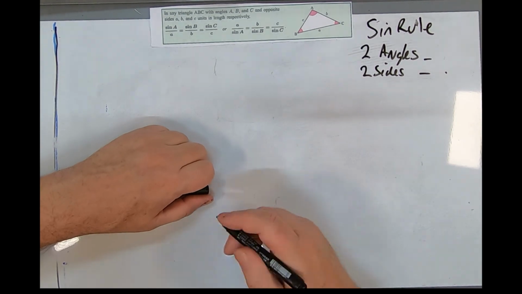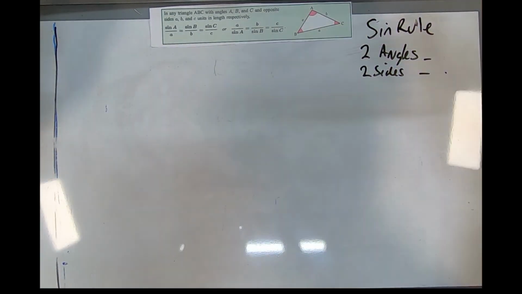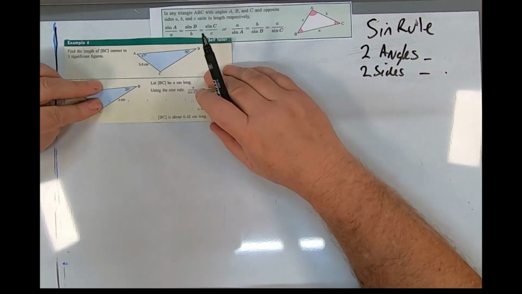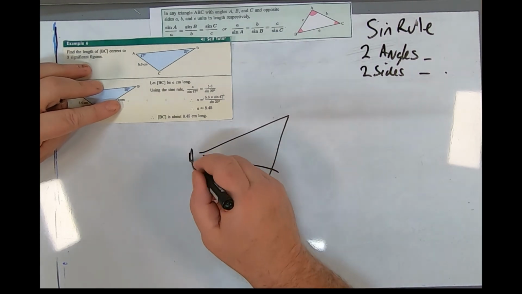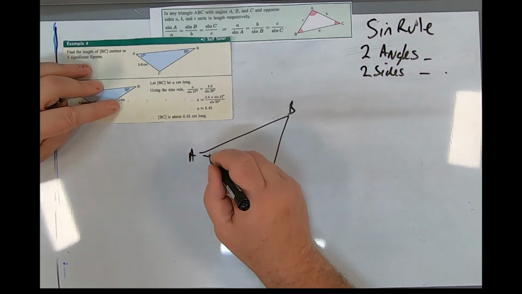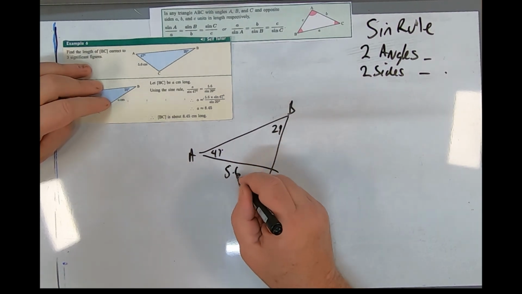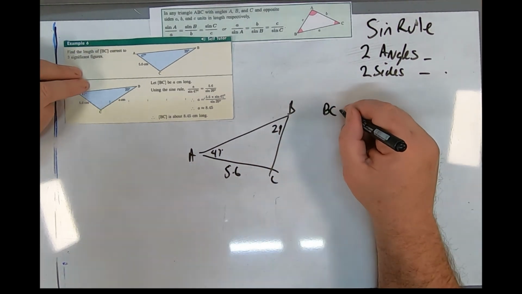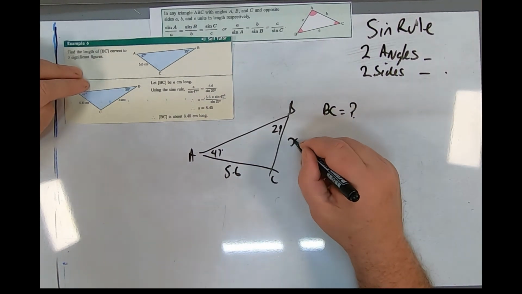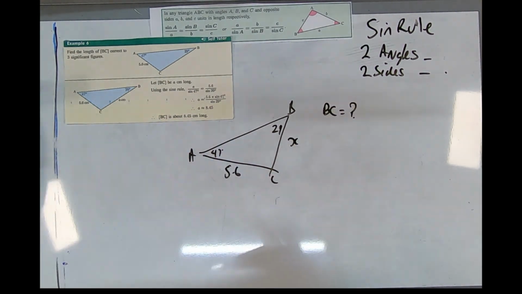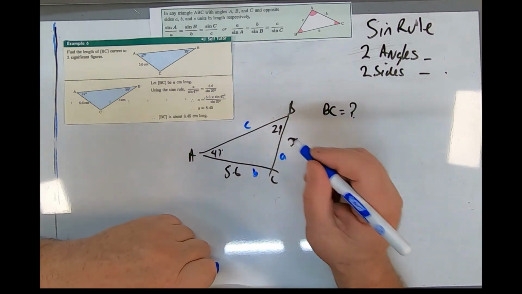Okay, so let's have a look at a question. Here is the example from the book. So I'll draw this out. A, B, C. We have an angle here, we have an angle here, and we have 5.6. The question says BC equals question mark. Well, I'm going to put an X here. Okay, to finish off my labeling system, little a, little b, little c.